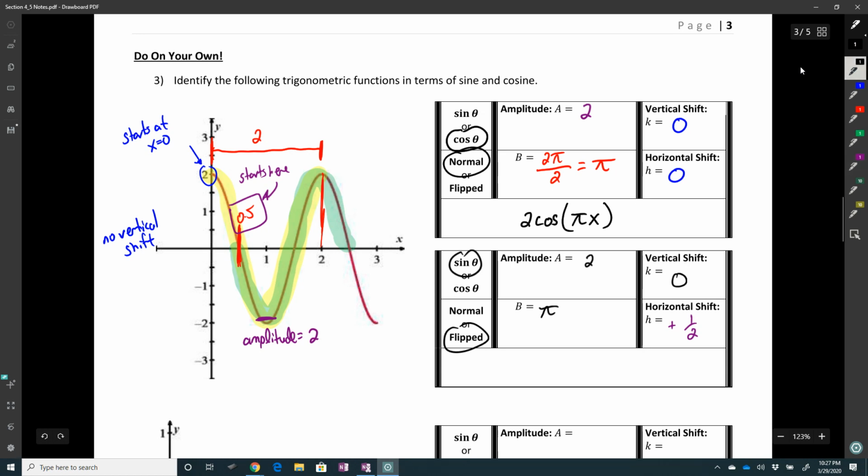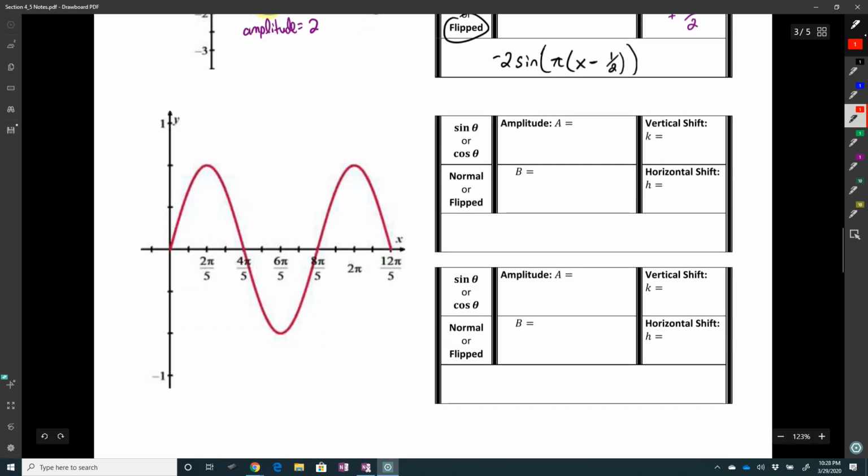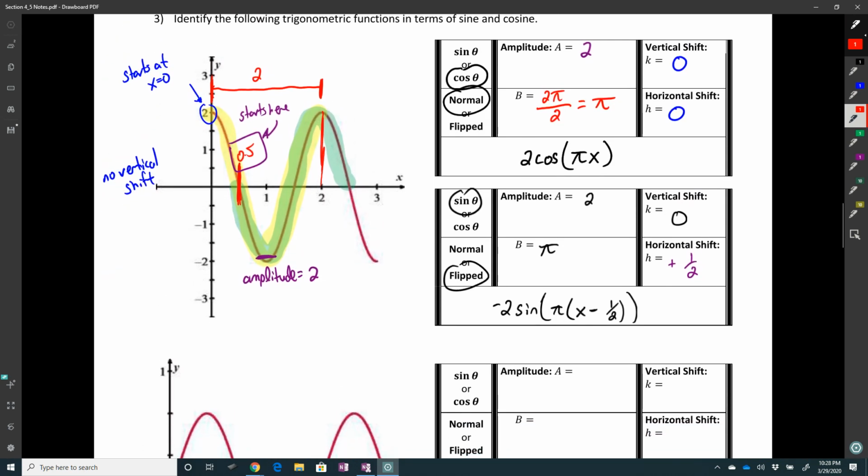So putting this all together, you can see that my equation would be -2, because it's flipped, sine of pi, parentheses, x minus a positive 1/2. Remember that the minus is part of the formula. If we go back to the first page, this minus sign is always there. So that means if h is positive, it's still going to be x minus. And again, if you wanted to, you could distribute the pi, but you don't have to.